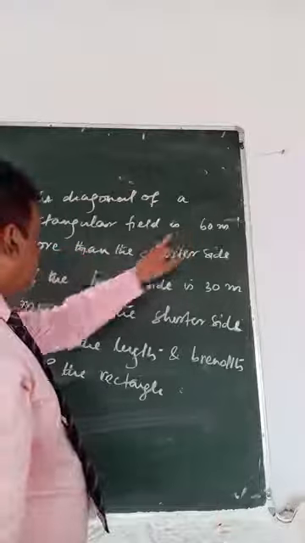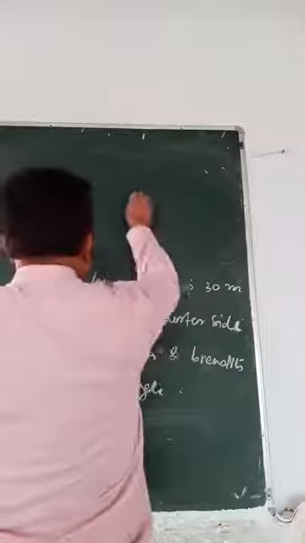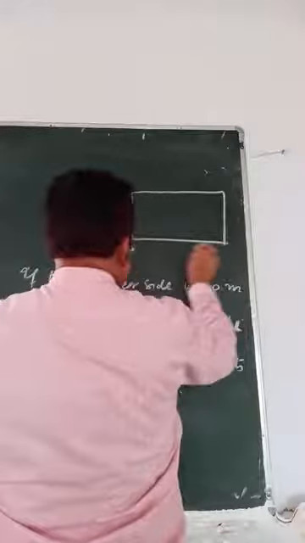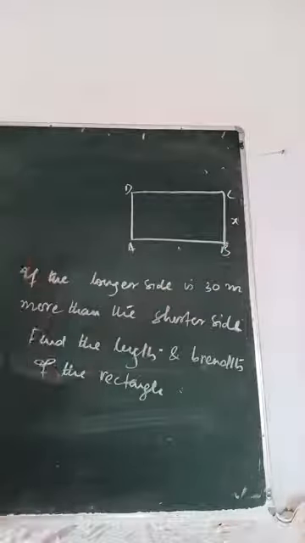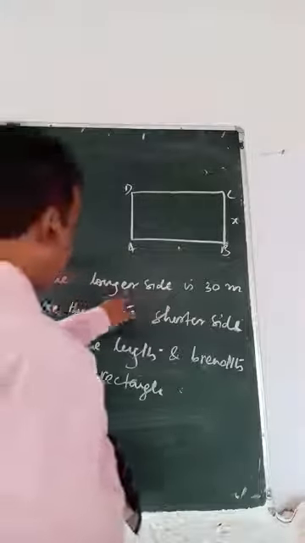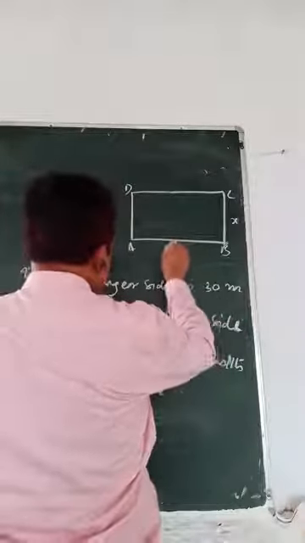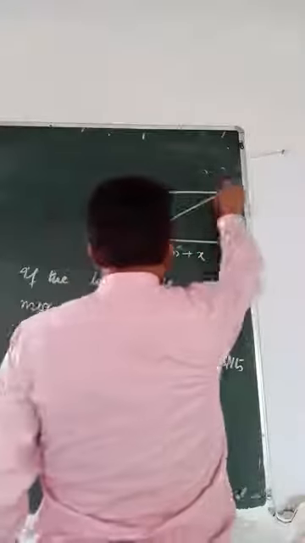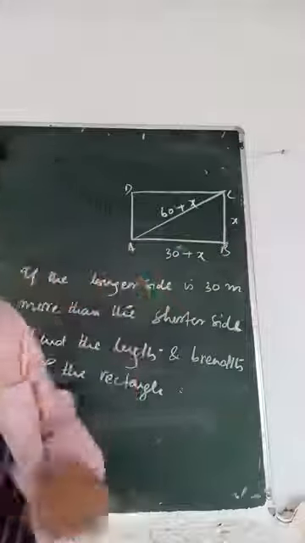Diagonal is 60 meter more than shorter side. Let's make the diagram here. There is a rectangle. Shorter is this, longer is this. Longer side is 30 meters more than shorter side, so this will be 30 plus x. Diagonal is 60 meters more than shorter side. So how to create the equation?